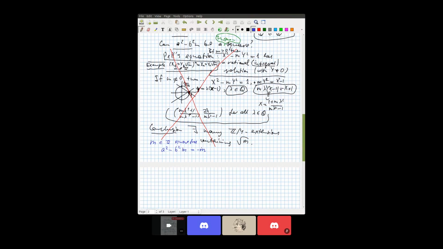Next, this means that if it is square free, then either m is equal to -1, or its absolute value is not a square. Okay.